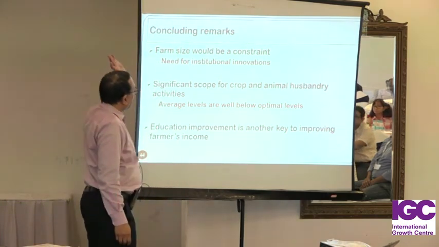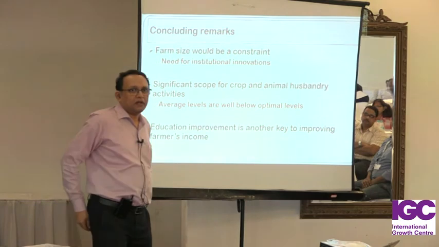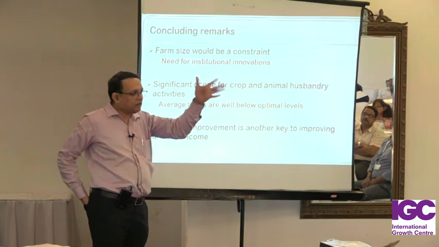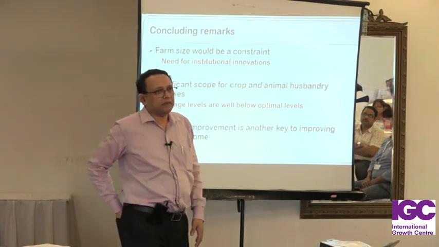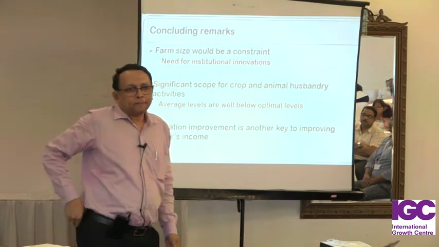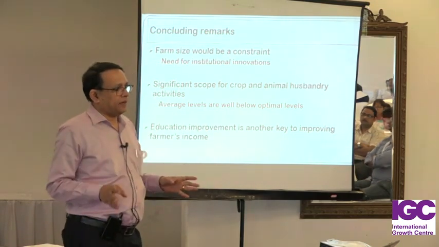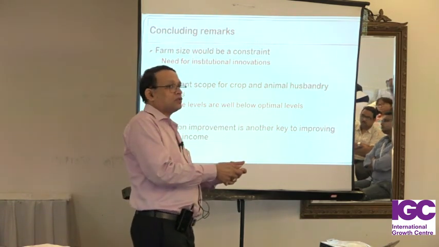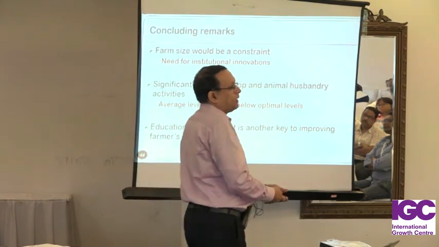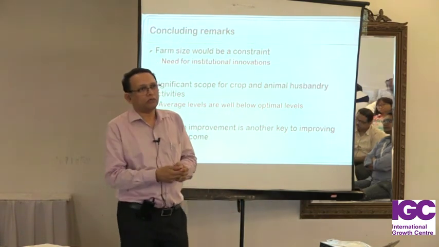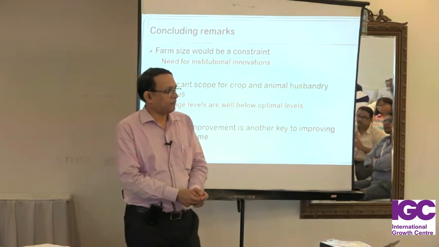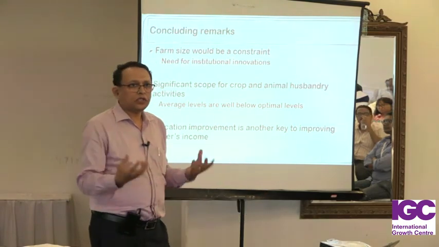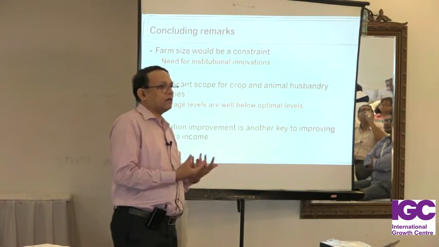Farm size would be a constraint, so these are the things that we come up with, which suggests that you need some institutional innovation if you want to break that farm size constraint. What do we mean here? Maybe some kind of pooling of resources, regardless of the farm, especially when it comes to marketing the product. Because what is getting lost now is economies of scale. Because you have tiny farms, we are losing out on economies of scale that technology can bring in.